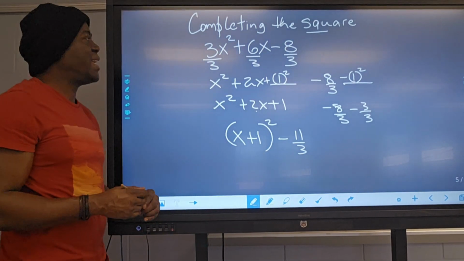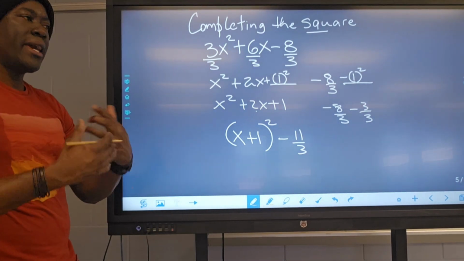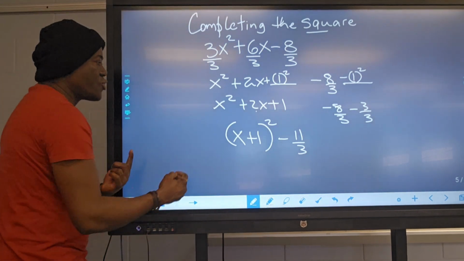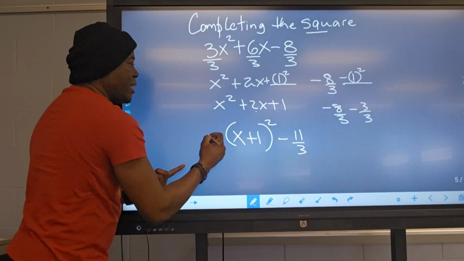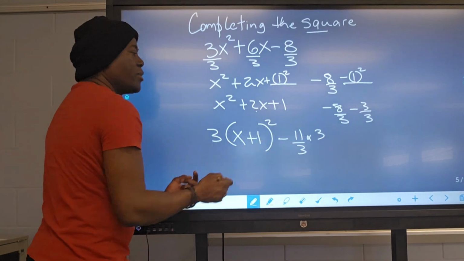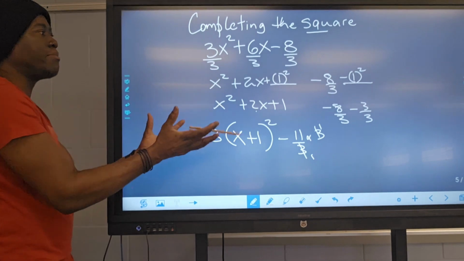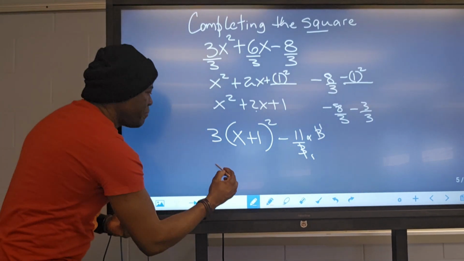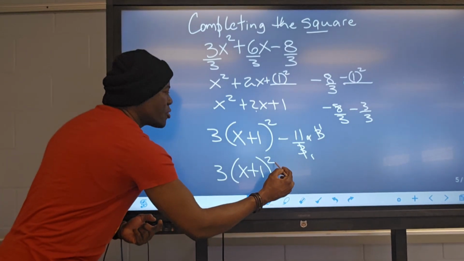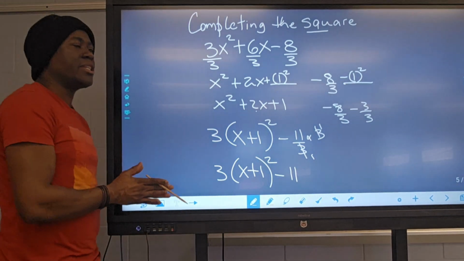Remember though, in the beginning, we had actually divided throughout by 3, which means at the end, to make everything balanced and the same, we're going to multiply throughout by 3. So now I'm going to reverse what I did in the beginning. I'm going to multiply this term by 3, and I'm also going to multiply this term by 3. Now you could see here that 3 would cancel itself one time. So the final response in terms of completing the square is 3, open bracket, x plus 1 all squared, minus 11. And this is our completed square.